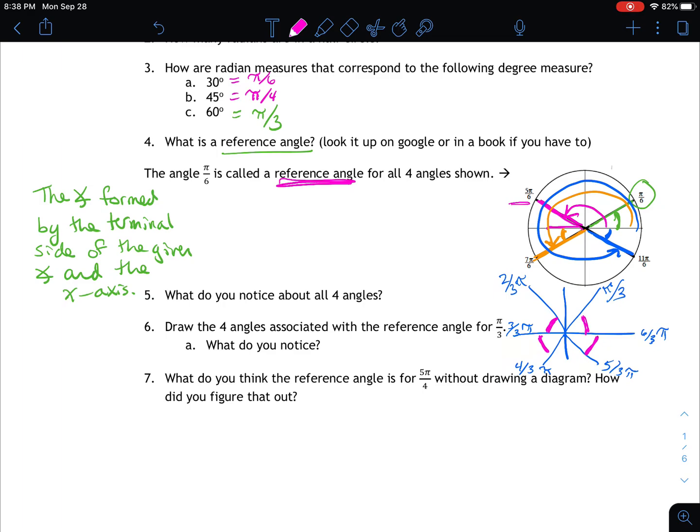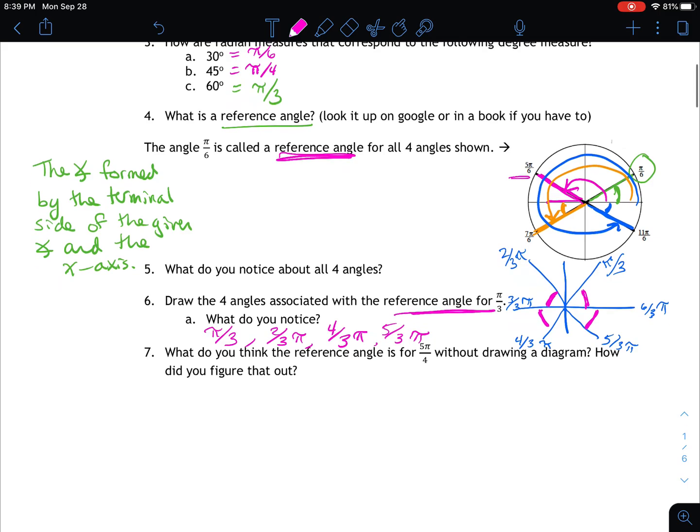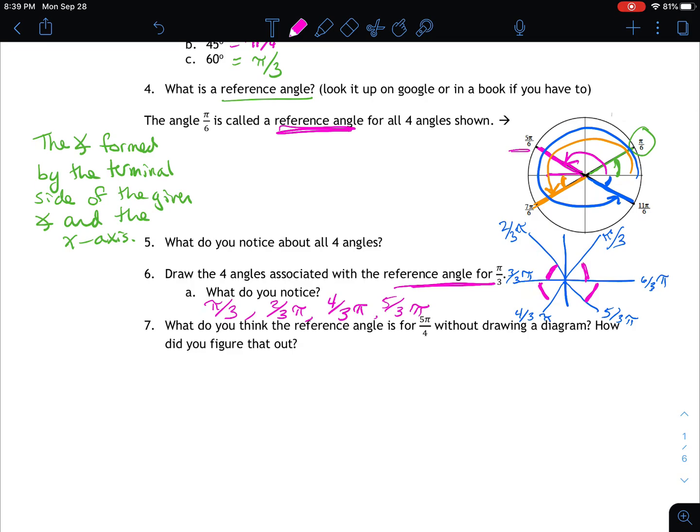So the angles that have the reference angle of pi over 3 are the following. Pi over 3, 2/3 pi, 4/3 pi, and 5/3 pi. Okay, so those are the four angles in that one rotation. There are more angles that would still give you a reference angle of pi over 3. But in a single rotation from 0 to 6/3 pi, these are the four that would have that same reference angle.